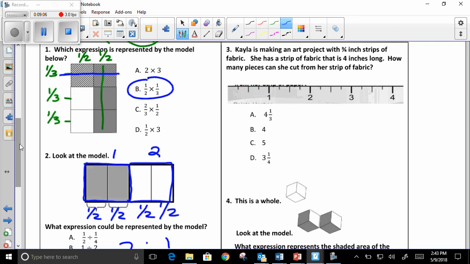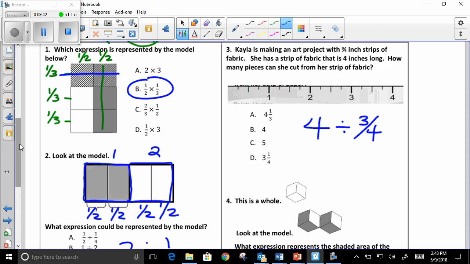Number 3, we'll talk about it. Number 3, Kayla is making an art project with 3/4 inch strips of fabric. She has a strip of fabric that is 4 inches long. So the fabric is 4 inches long. How many pieces can she cut from her strip of fabric? So she's making an art project. I have 4 inches. Each project needs 3/4. So I'm taking 4 and I'm going to divide it by 3/4.